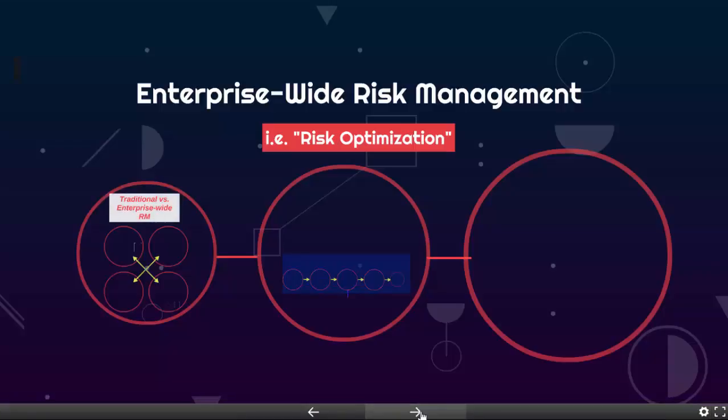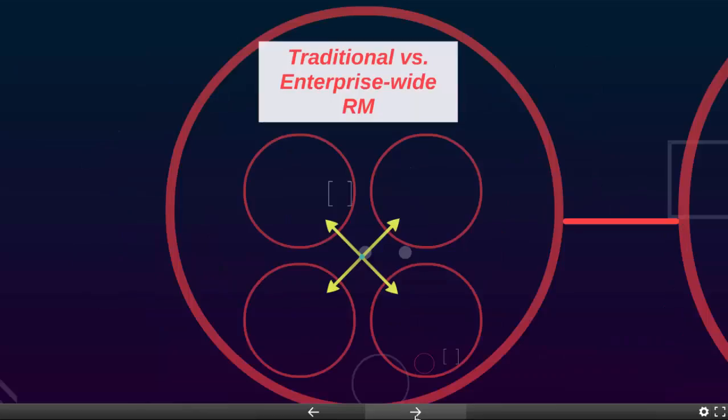First, we'll look at traditional versus enterprise-wide risk management. Then we'll look at how enterprise-wide risk management can be used to improve strategic decision-making. And last, we'll look at ERM in approaching business uncertainties. First, traditional versus enterprise-wide risk management. We'll talk about risk categories, strategic integration, performance metrics, and organizational structure.